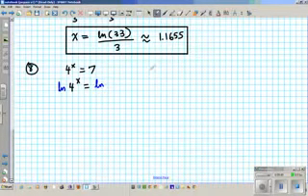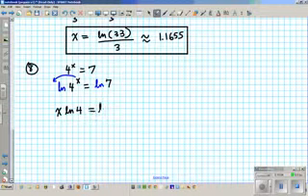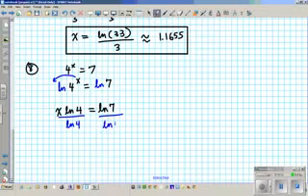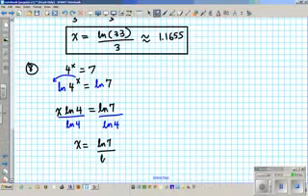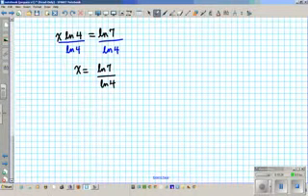What happens here is that this doesn't cancel out because we're taking natural logarithm. But what this enables me to do is take this power and toss it to the front. So this becomes x times the natural logarithm of 4 equals natural logarithm of 7. Now I can divide both sides by natural logarithm of 4, and then we're going to have x equals natural logarithm of 7 over natural logarithm of 4. This is my exact answer.